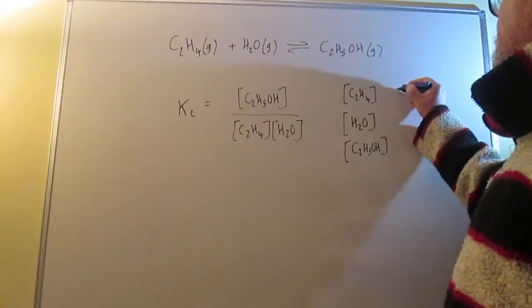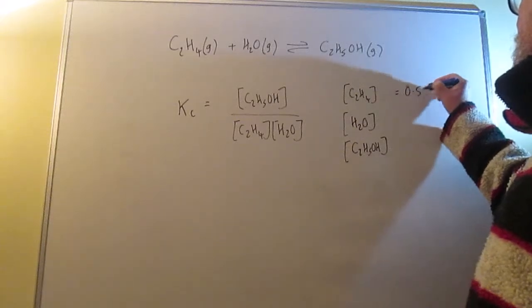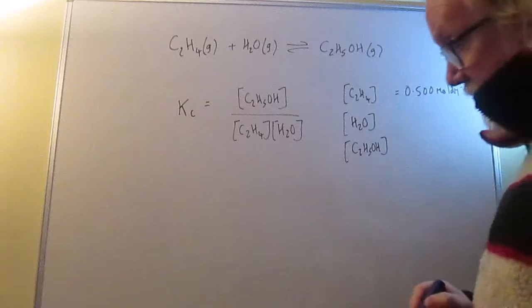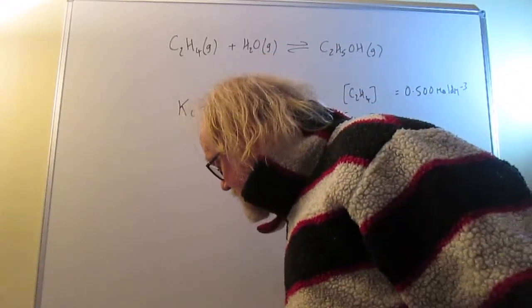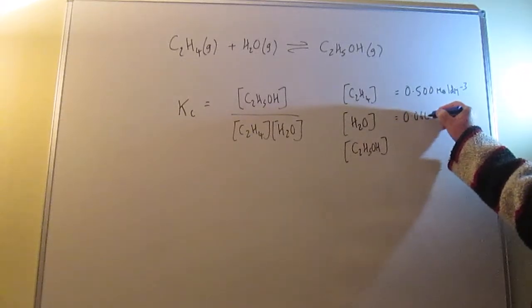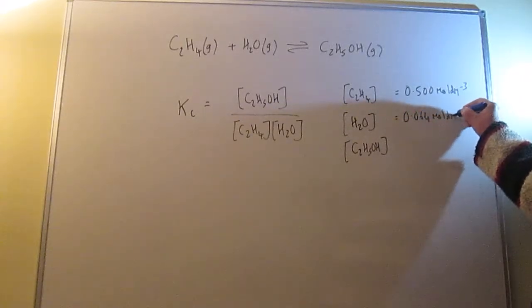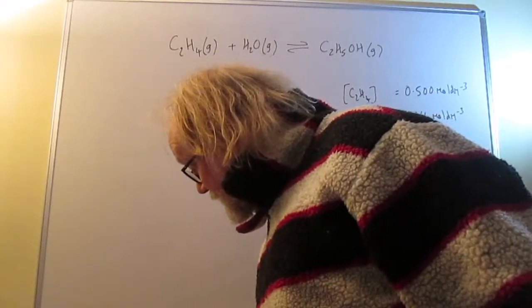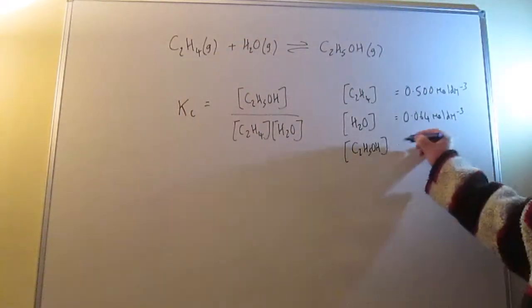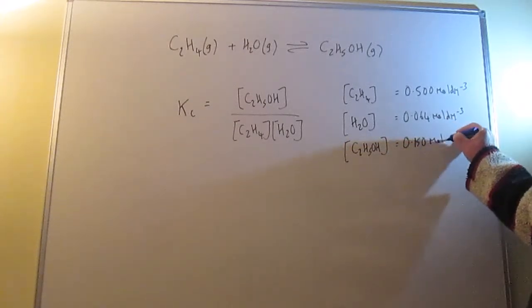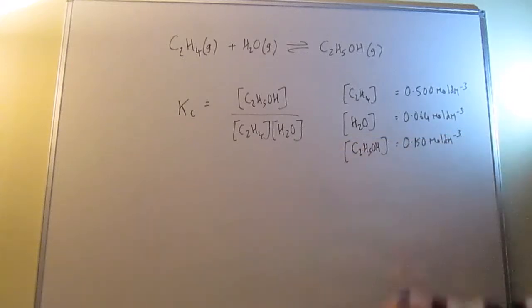So it tells us that we have 5 moles of ethene, so that will be 0.5 moles per dm cubed, just dividing by 10. The steam, it tells us we had 0.64 moles, so that will be 0.064 moles per dm cubed. And the ethanol, it told us that we had 1.5 moles of ethanol, so that will be 0.15 moles per dm cubed, and we just plug those numbers in.